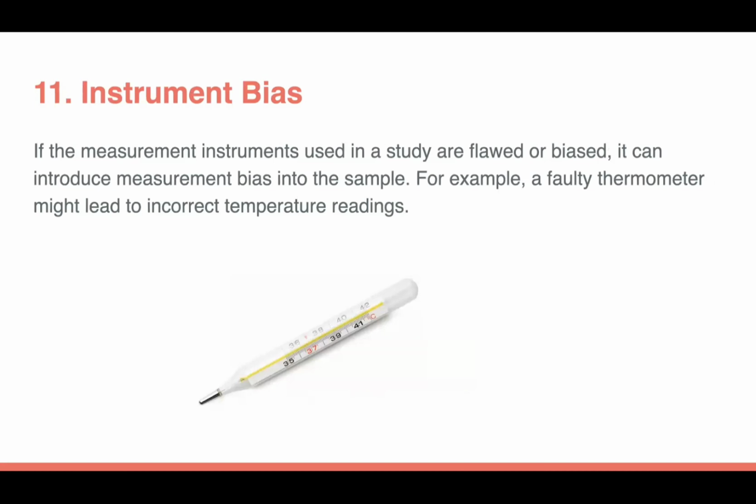Instrument bias. If the measurement instruments used in a study are flawed or biased, it can introduce measurement bias into the sample. For example, a faulty thermometer might lead to incorrect temperature readings.